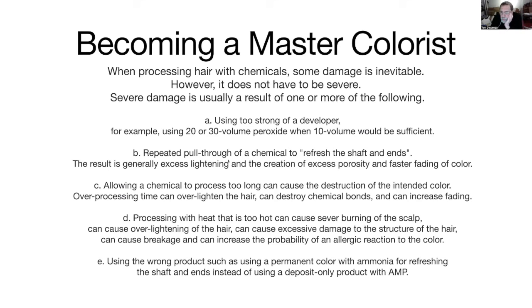Now here's what happens when you pull a permanent color through the shaft and ends: you are most of the time continuing to lighten that hair a little bit more, and you're creating more porosity. So the more lightening you do on the hair and the more porosity that you've created by pulling permanent color through the shaft and ends every time, the color fades faster. However, there's another thing that can cause chemical damage, and that's allowing a chemical to process too long. It can cause destruction of the color itself.